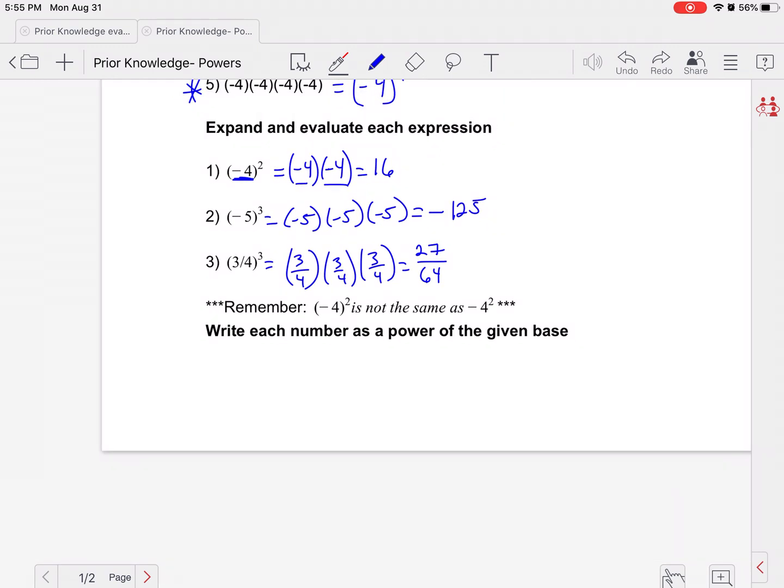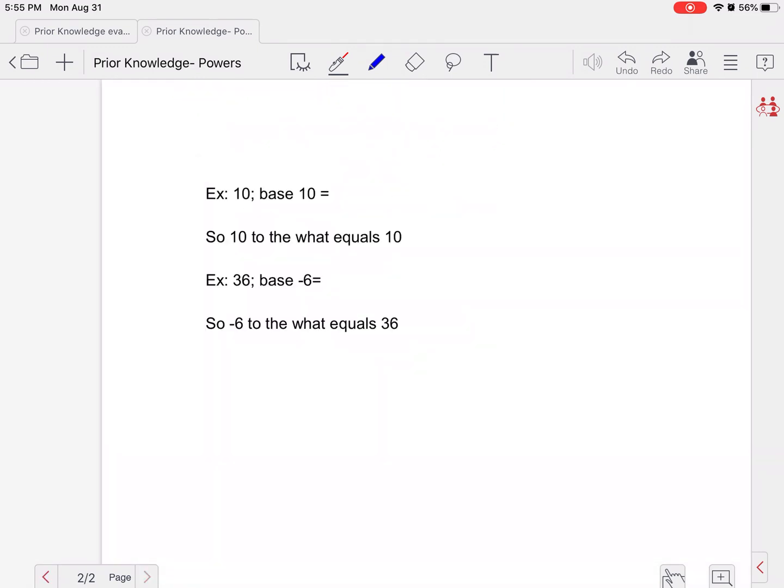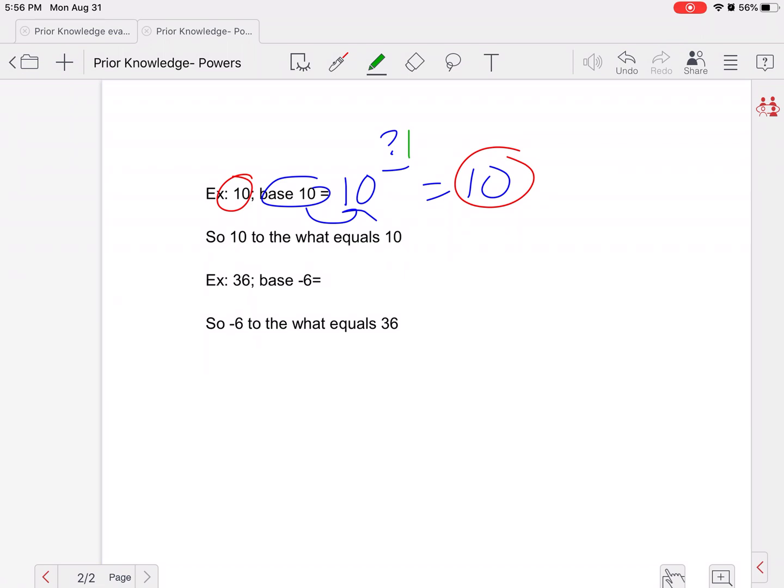So it says write each number as a power of the given base. This throws some people sometimes. What this means is the base number is going to be 10. And it's saying 10, let me write this in actual font, 10 to the what gives me 10. So this base 10 is here, and this 10 is my answer, and I'm trying to figure out the question mark. So 10 to the what would give me 10? Well, 10 to the 1 power would give me 10, right? Because 10 times 1 is 10.